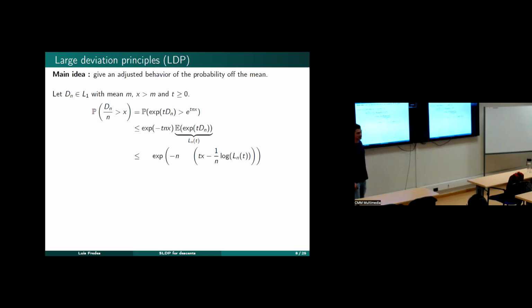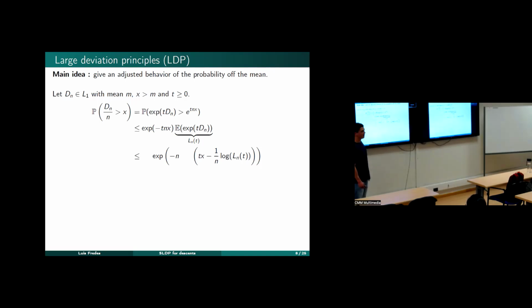So the probability of being bigger than x, I could compose with an increasing function. So I compose with the exponential of t times the argument. After that, I apply here Markov's inequality. This is really rough because it's Markov's inequality, but it gives the intuition of what is happening.